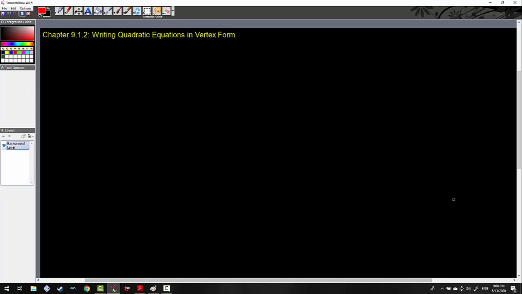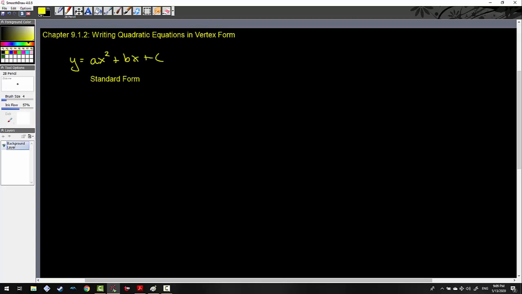So the chapter reads writing quadratic equations in vertex form, but it's important to know before we get into vertex form what the other form is. We begin with y equals ax squared plus bx plus c. And this is what's known as standard form. It's known as standard form of a parabola. And this is the form that we often see our parabolas in.